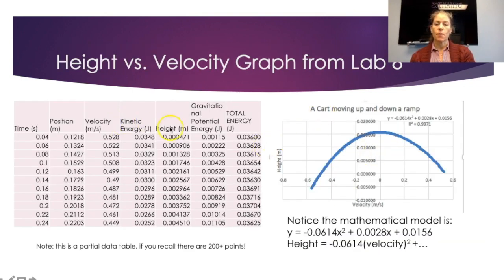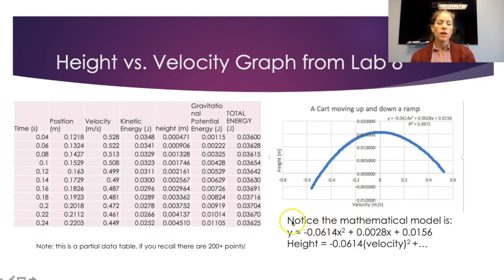So here's another one. In this one, we have a cart moving up and down a ramp, and we were measuring energy. So we graphed height versus velocity. Okay, so we've got height here, and we have velocity here, and when we graphed it, we got this quadratic that had a really good fit.